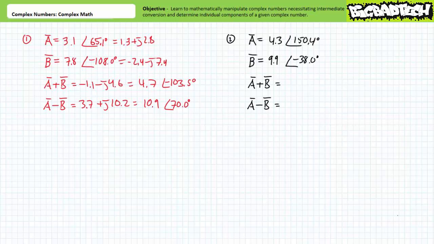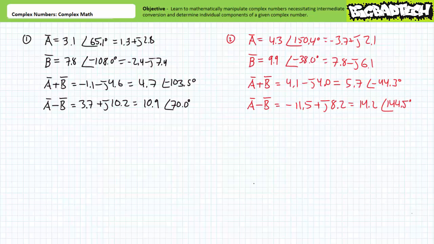For our first example problem, A expressed in rectangular format is 1.3 plus j 2.8. B is negative 2.4 minus j 7.4. When we add A and B together, it yields negative 1.1 minus j 4.6. Converting this result to polar results in 4.7 at an angle of negative 103.5 degrees. When we subtract B from A, it yields 3.7 plus j 10.2. Converting this result to polar yields 10.9 at an angle of 70 degrees.